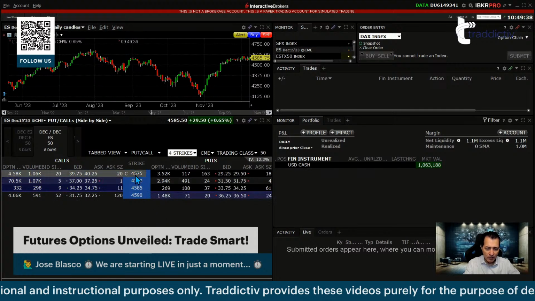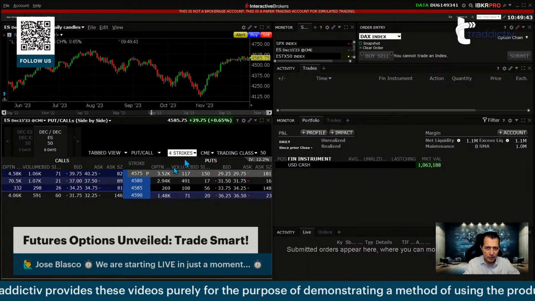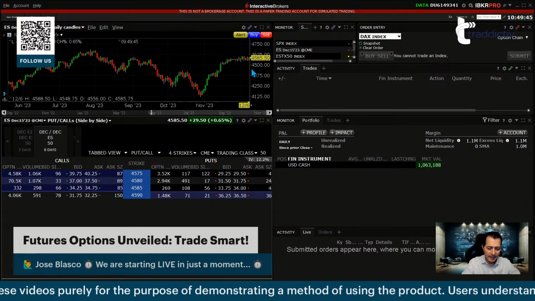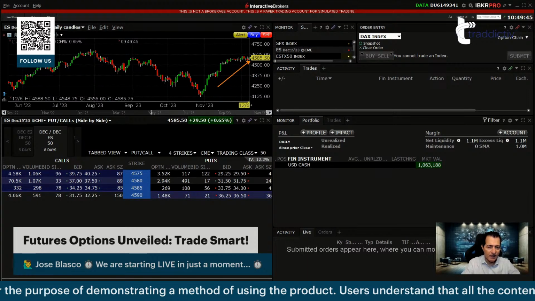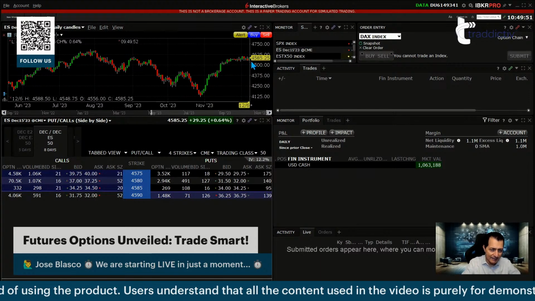And I want you to remember 45.75 to 45.90. Those are the nearest strikes to the current price. The current price being right here, 45.85. That's the real-time price of the S&P futures, December expiration.